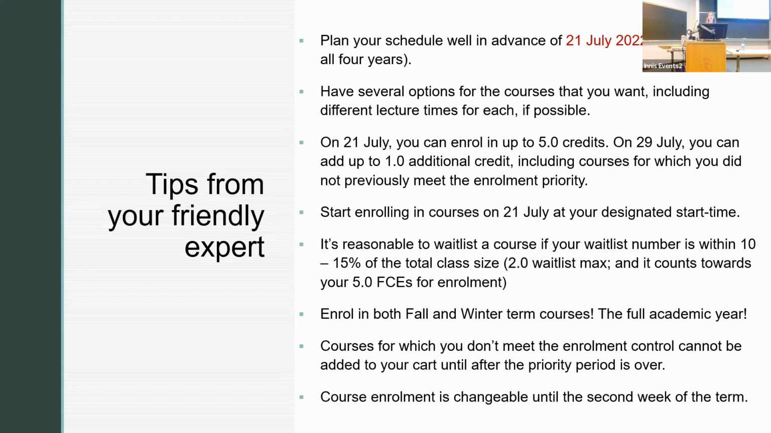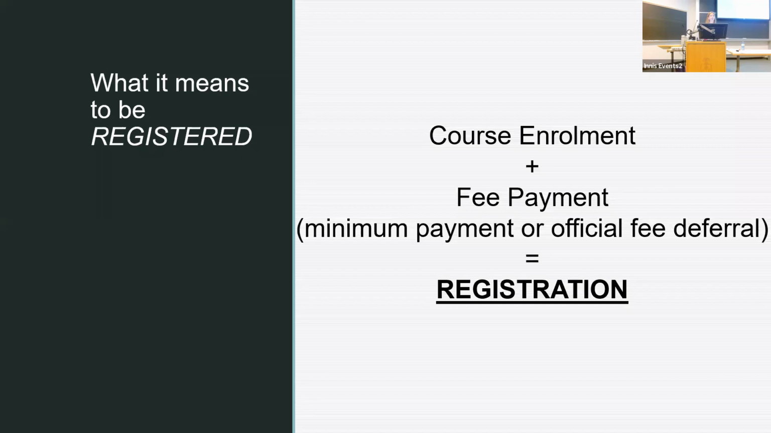Okay, so fees. Your fees will be posted on your account as of the middle of July. So your course enrollment is one part of your responsibilities. Second part is fee payment. The two together equal registration, and that's what you want. You can enroll in courses, and it signals to the university you're thinking about coming. You pay your fees, you let them know, yes, I'm actually coming, and you secure your spot in your courses. And this deadline is August 31st.